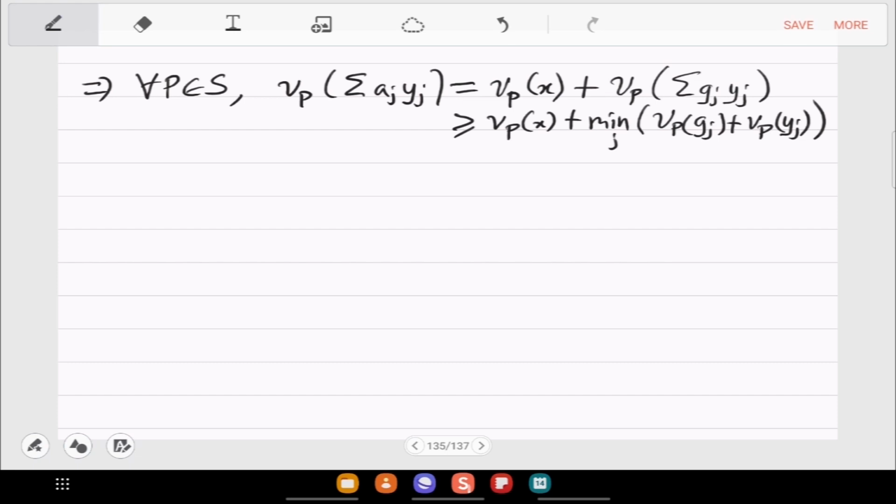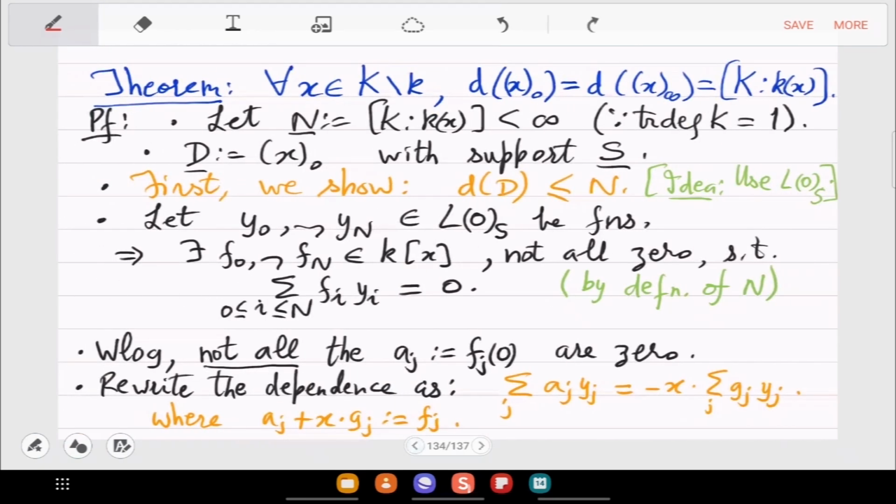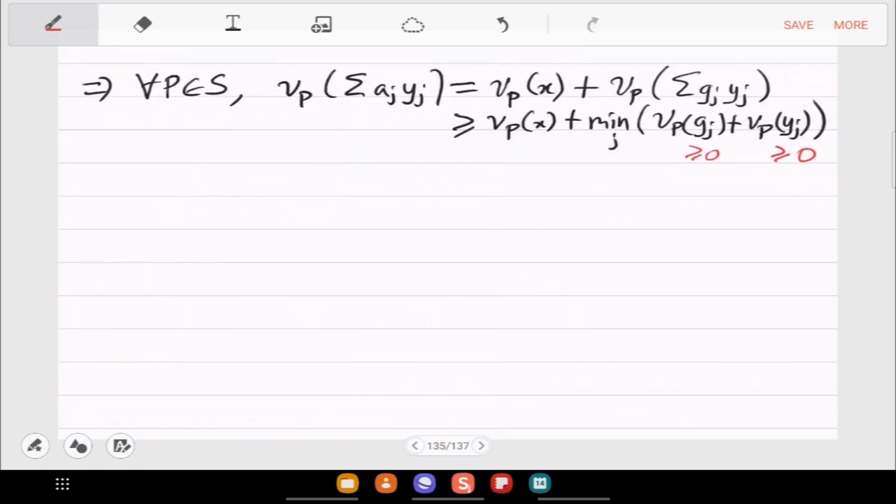So what can you say about the valuation of g_j and the valuation of y_j with respect to the point? g_j is a univariate in X. So I claim that both of them are greater than or equal to 0. Do you believe this? The valuation of y_j is greater than or equal to 0 because of the assumption that we have not used yet, that all the y's are in L_0(S). So because of that, it's greater than or equal to 0. P is a point in S. Why is the valuation of g_j non-negative?